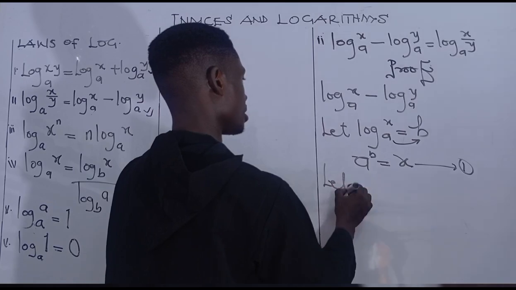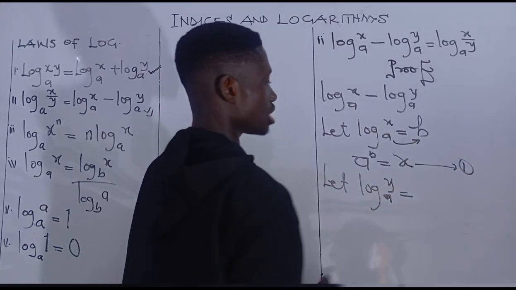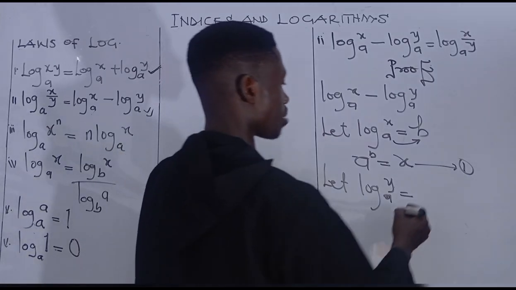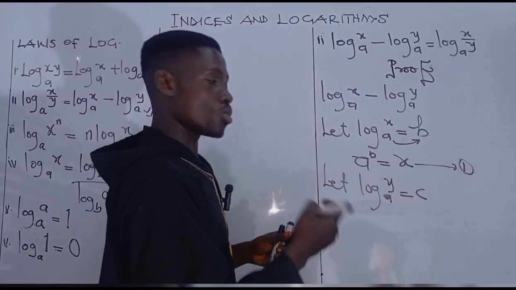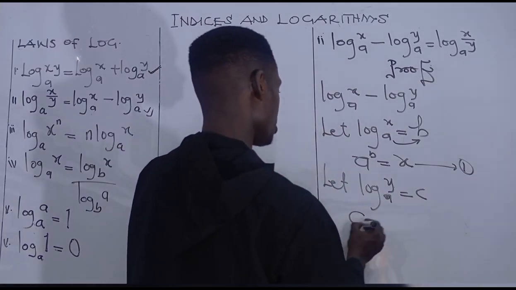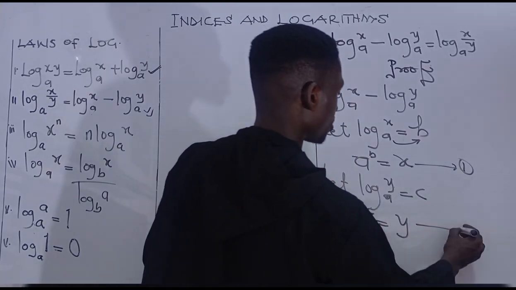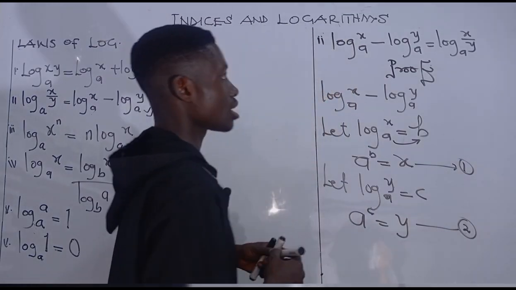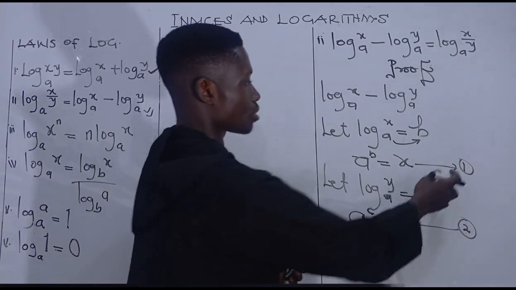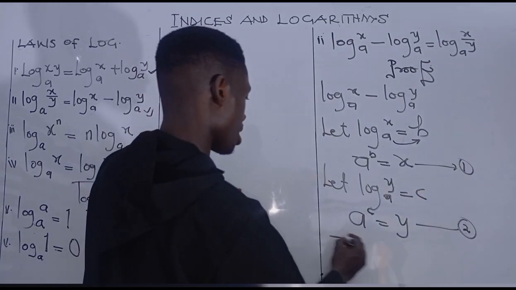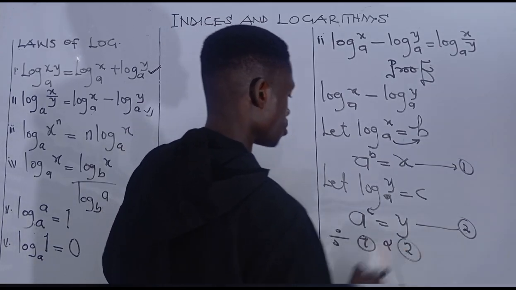Now let log y to the base of a be equal to any variable at all. Let's say the variable c. Let's convert this also to an exponential form. So we shall have a raised to the power c is equal to what? y. Let's call this equation 2. Now since we are talking about division, let's divide equation 1 by equation 2.